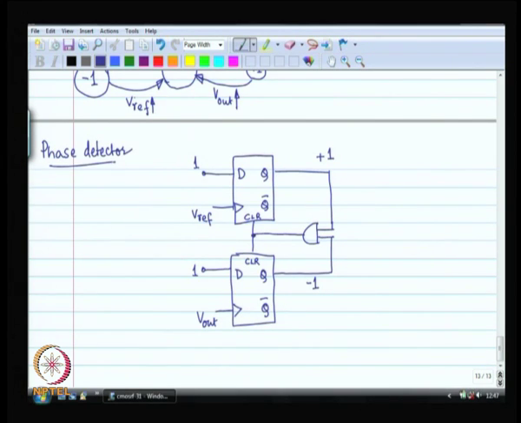You have to remember that these flip flops need to be designed, the clear etc. Maybe it is clear bar, in which case you have to make a NAND gate. All those considerations you have to keep in mind. This is what is used in most phase lock loops.